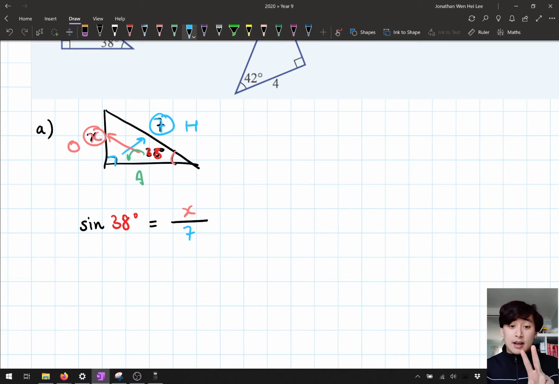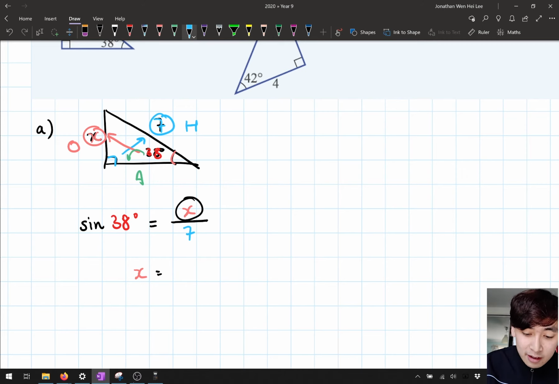Okay, that's the second step. So I wrote the equation. The third step is to rearrange my equation for my missing side. So I want the equation where X is equal to something. Now, if I want to have X by itself, what I need to do is get rid of this 7 at the bottom. So what do I do to get rid of a 7 at the bottom? X over 7 is just the same as X divided by 7. So if I want to get rid of a division, I need to multiply. So both sides I need to multiply by 7. So here I'm going to have X is equal to 7 times sine 38.